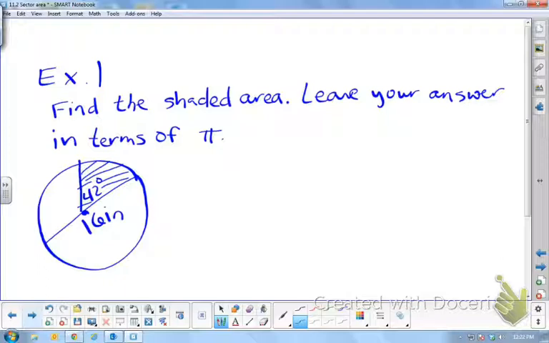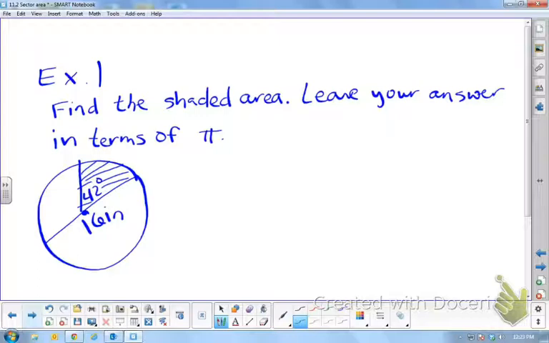So in this example, we want to find the shaded area, so the area of that pie slice. We want to leave our answers in terms of pi. We need to make sure we have pi written in our final answer. And then we're given a circle with an angle and the region that's shaded, and they gave us the diameter this time. So first we have to decide what formula to use, either area of the entire circle, sector area, or segment area. So we look at the type of shape given that's shaded to decide that.